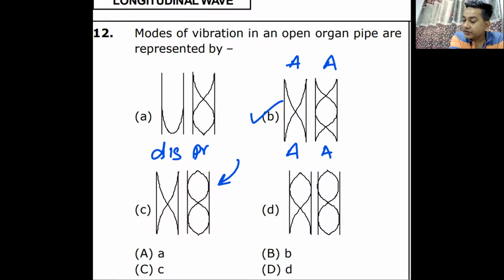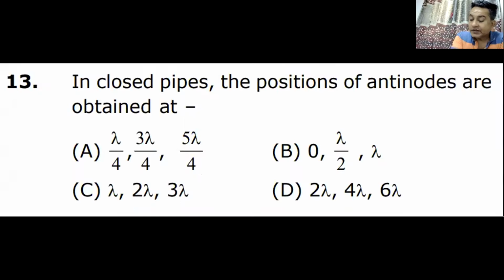Let me now take you to the next question. Okay, this one. Question number 13 is what I have found for you. Can I have the answer for this one? In closed pipes, what are the positions of antinodes?